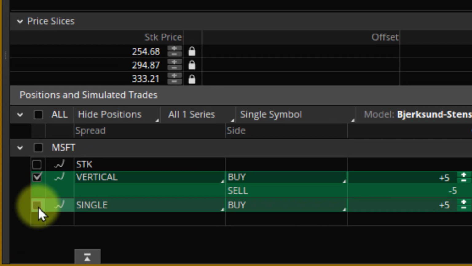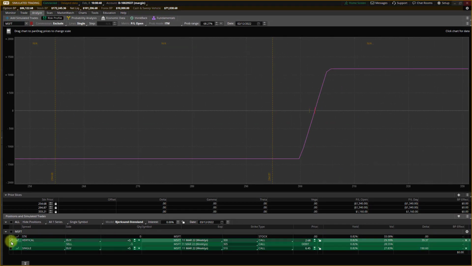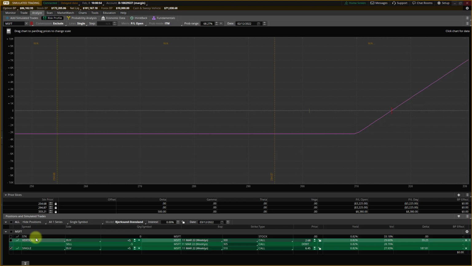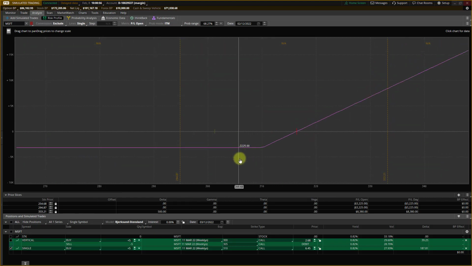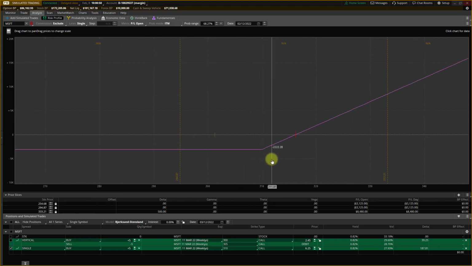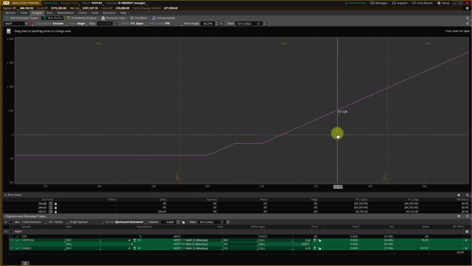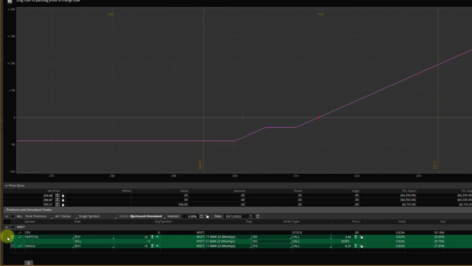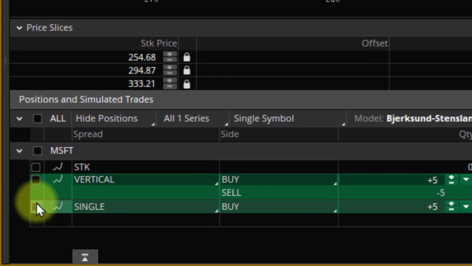If I uncheck single, notice it is just showing me the vertical. If I just check single, uncheck vertical, it is just showing me the individual 310 call. I don't want to see them together, how they will behave together. That's that profile. I want to see them individually.